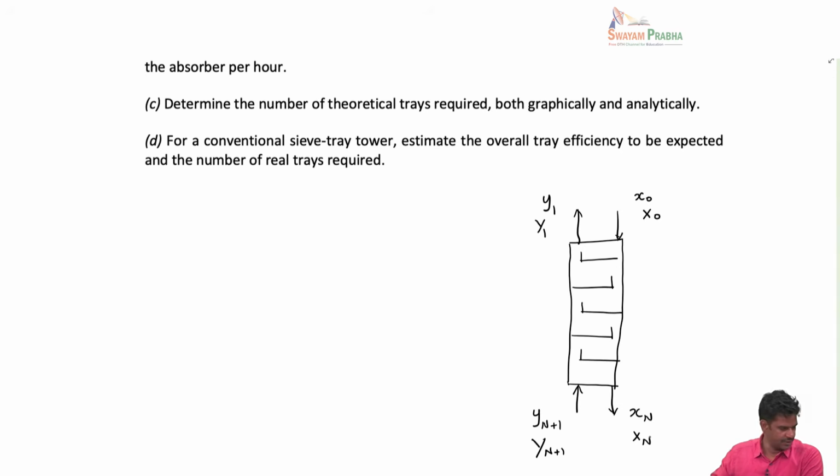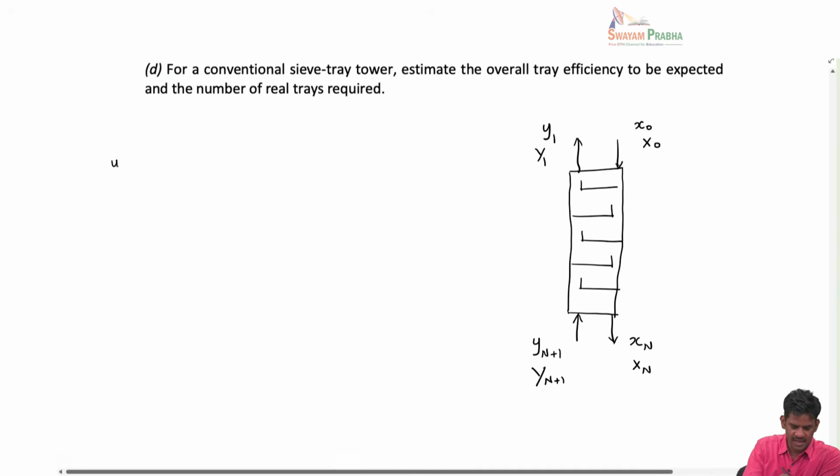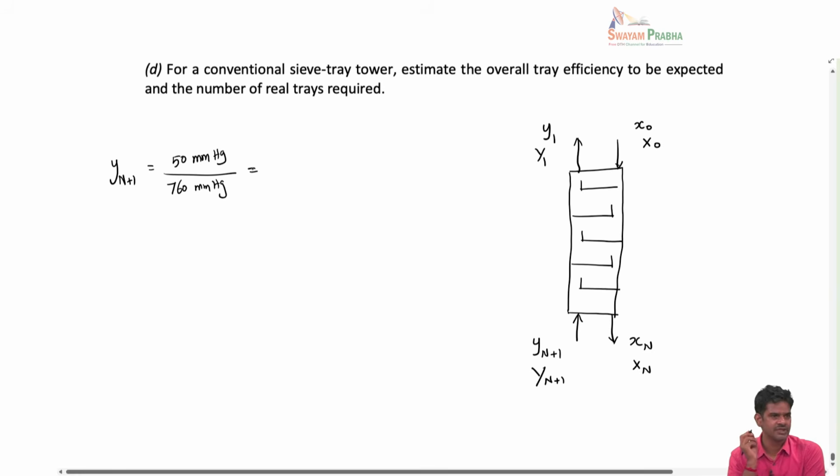So what do we know about this? The inlet composition is given in terms of partial pressure of CS2, that is 50 mmHg. Okay, so we can say this y_{n+1} is 50 mmHg, and the total pressure is 1 standard atmosphere. In terms of mmHg units, this is 760 mmHg. So this gives you the mole fraction, and this is 0.0658.